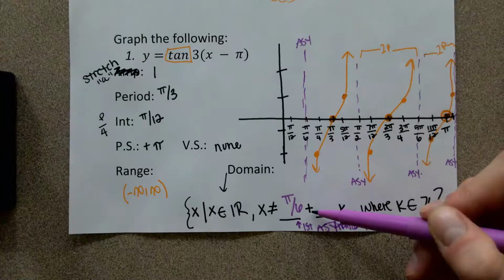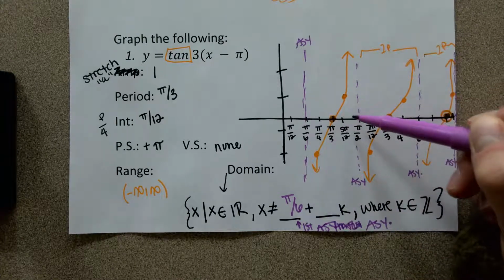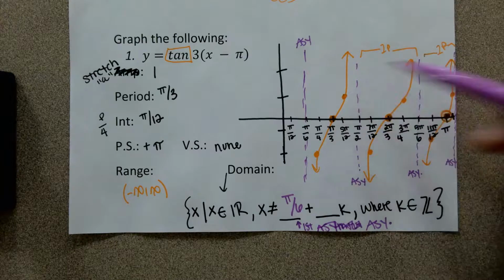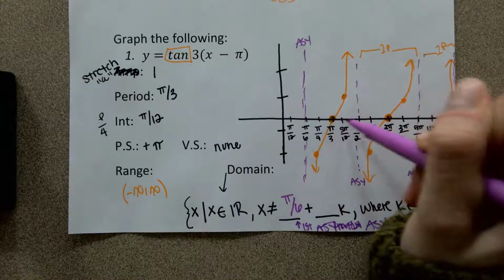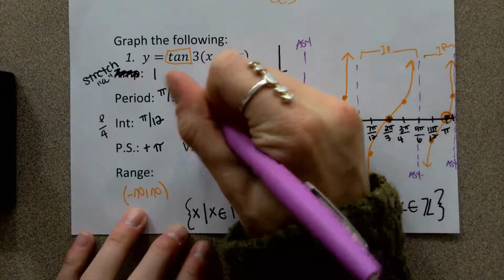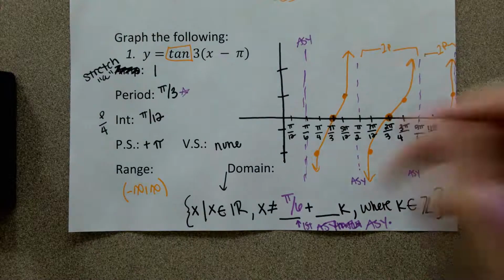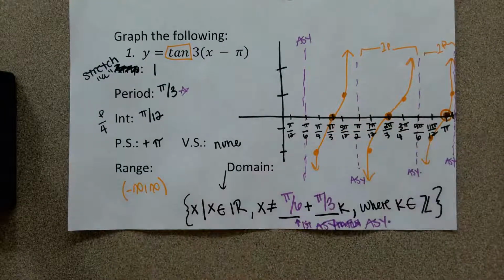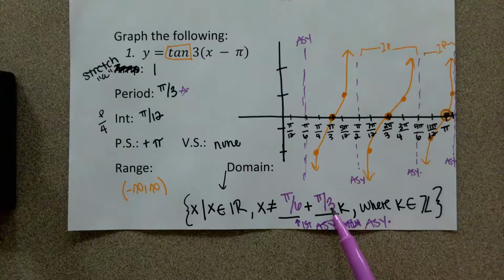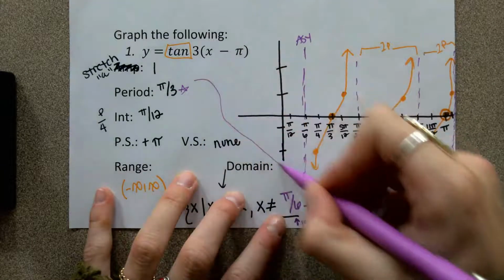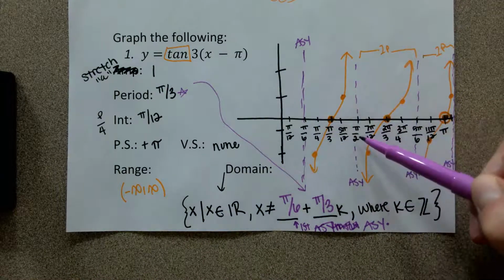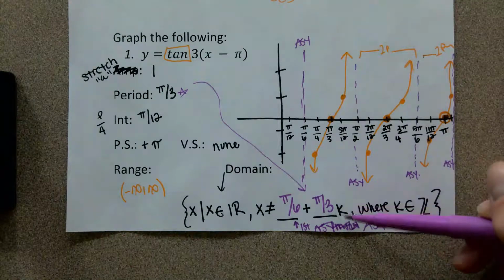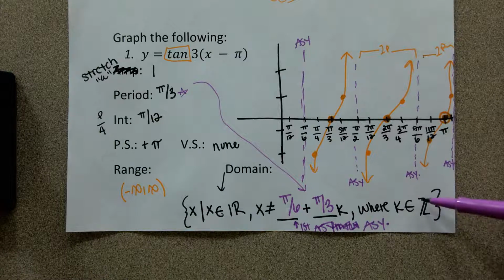And then I have to add the distance between each asymptote to get to my next asymptote every single time. So the distance is actually 1, 2, 3, 4 intervals, which is the same as 1 period. So 1 period is pi over 3, which is going to go in the second blank right here. If I took pi over 6 and I added pi over 3 to it, I would get to pi over 2. And that's my next asymptote. And this continues k times, where k is a subset of my integers.